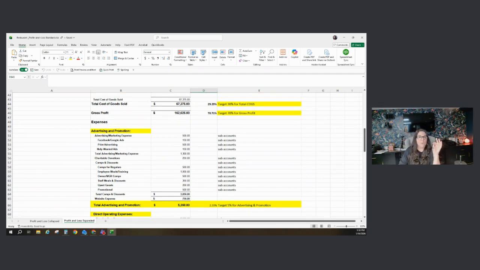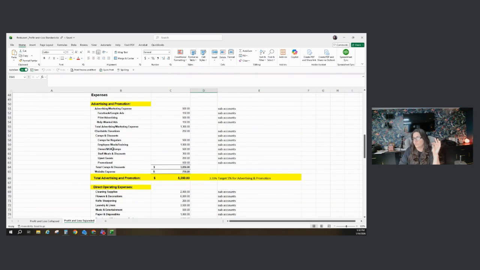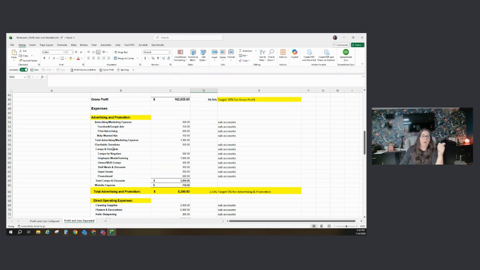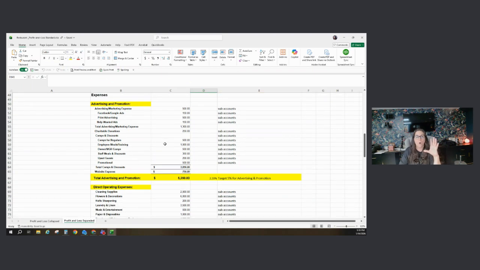And once again, what I'm showing you is a bunch of line items. I don't know, 16 line items. We've got advertising and marketing expenses, Facebook, Google ads, print advertising, help wanted, recruitment, charitable donation, comps and discounts, comps for regulars, employee meals and training, owner and manager comps, staff meals and discounts, upset guests, promotional, and so on, website expense. All of these are legit organized expenses. You just don't need to look at them all the time. These should all be sub-accounts. All of these could be sub-accounts under your advertising and promotion bucket expense, or it could be under just straight marketing or whatever makes sense to you.